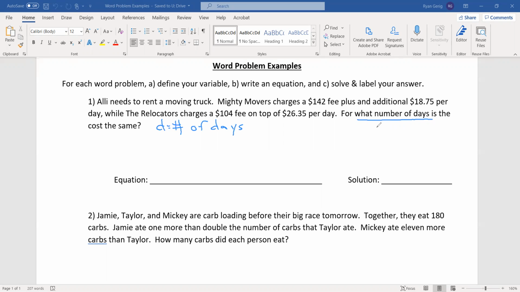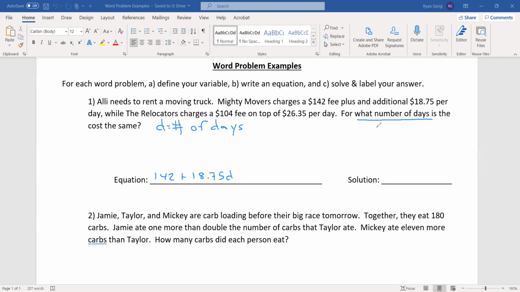Back to the front. Allie needs to rent a moving truck. Mighty Movers charges a $142 fee plus an additional $18.75 per day. So let's write an expression for that. Mighty Movers charges $142 plus an additional $18.75 per day, so times the number of days. That's the expression for Mighty Movers.